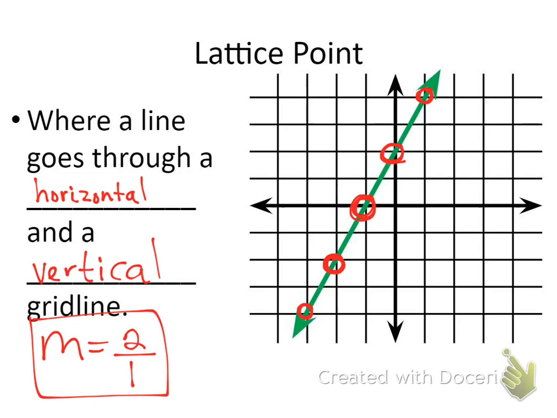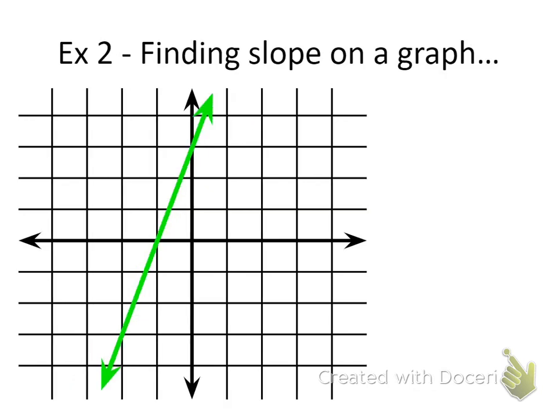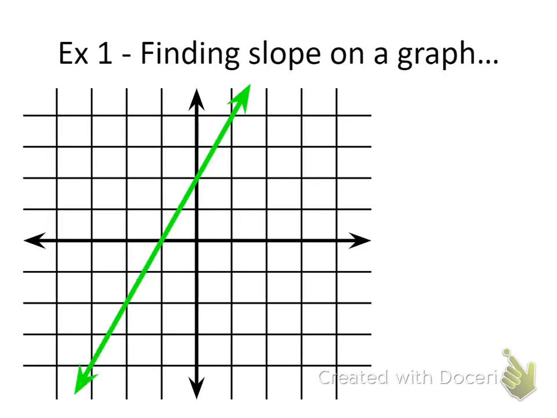Okay, so that's the first part of today's lesson, finding lattice points and then finding slope from those lattice points. So let's take a look at example number 1. The first thing that we're going to do for example number 1, again, is find the lattice points.